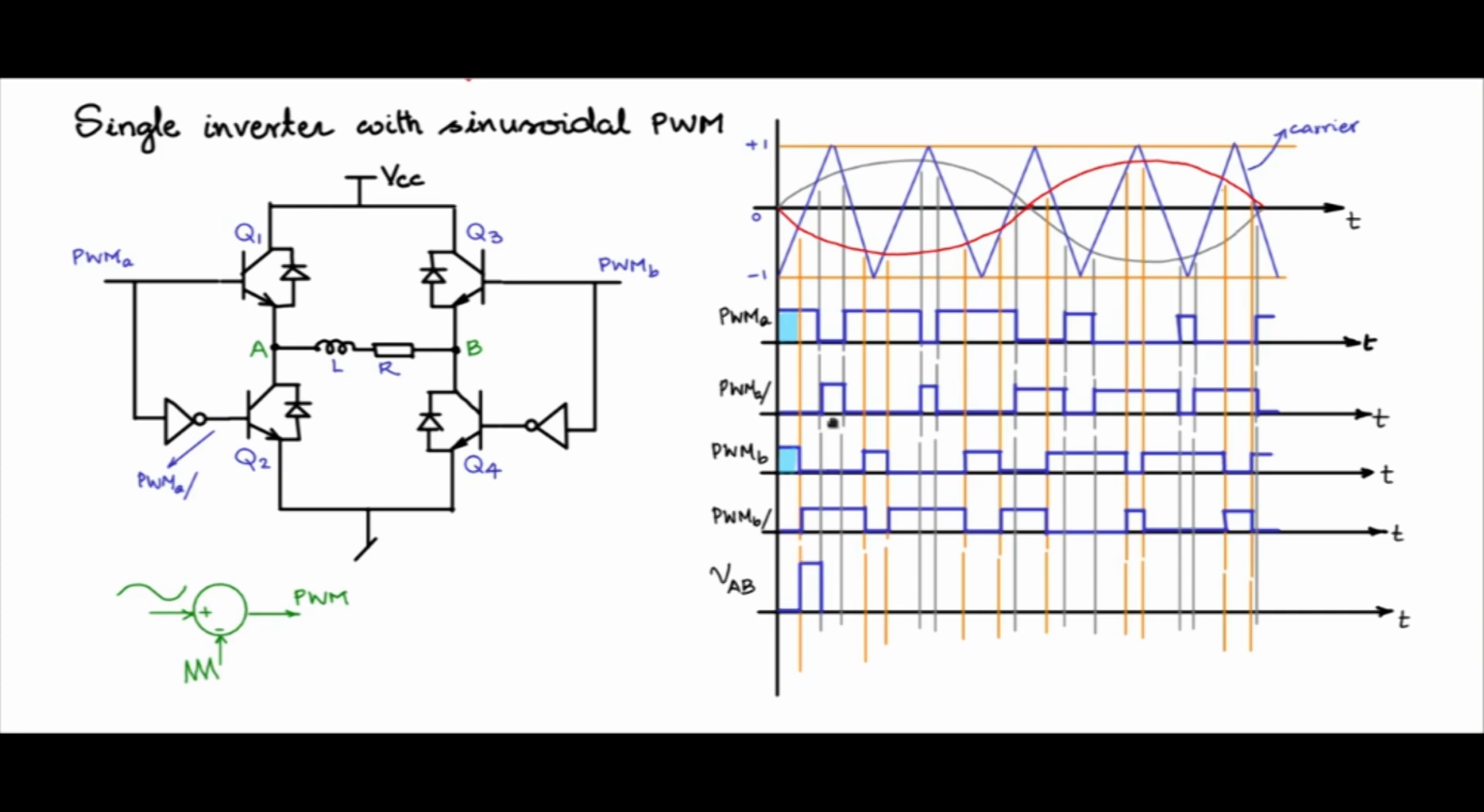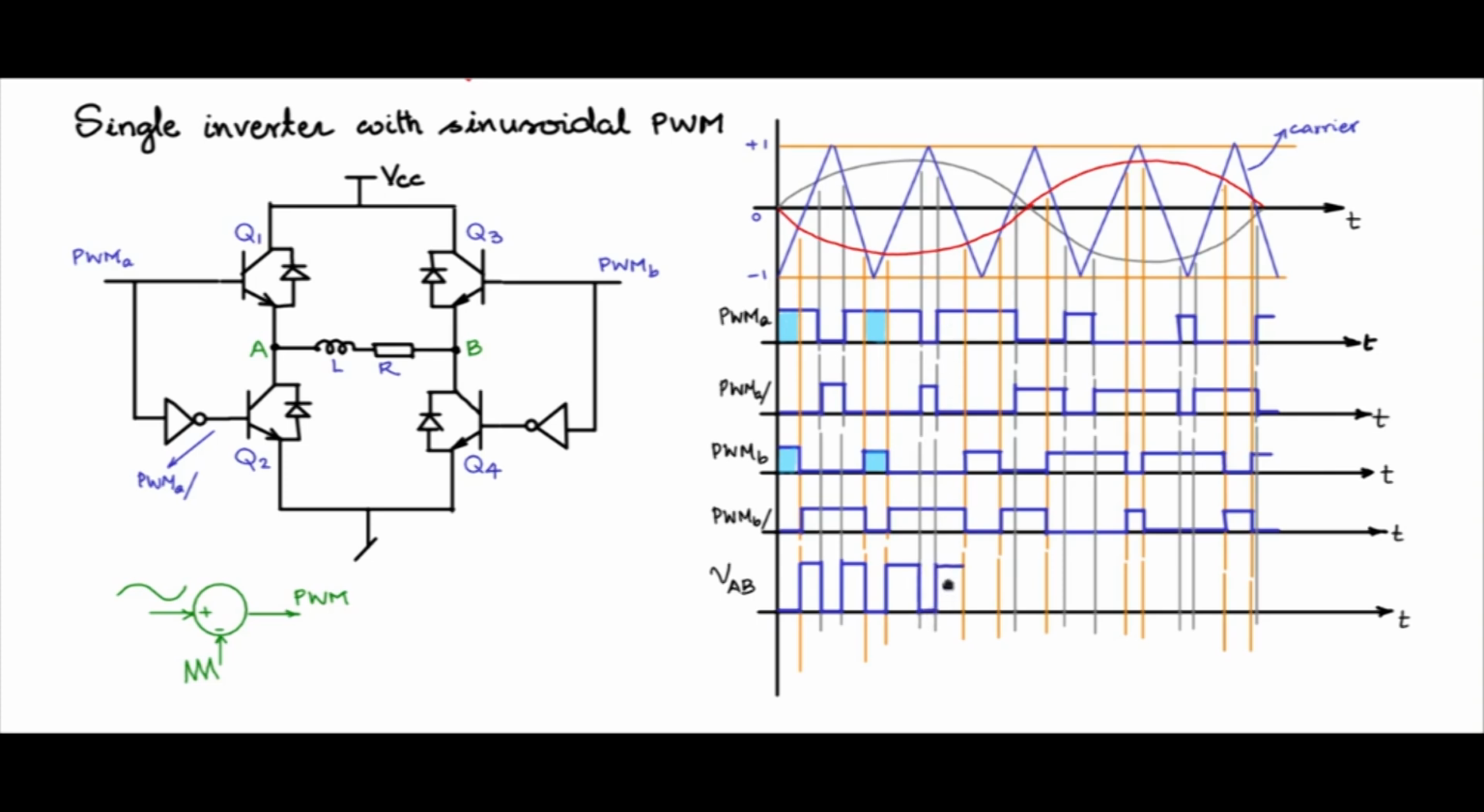Then PWM-B is 0, PWM-A is 0, VAB is also 0. PWM-A is having a positive pulse, PWM-B is 0, so therefore VAB will be having a positive. Now here you have PWM-A as a positive pulse, PWM-B is also having a positive pulse, so it will be 0 at the output VAB. And here PWM-A is having a positive pulse, PWM-B is 0, you have a positive VAB, and both are 0. PWM-A and B are 0 at that point, so here it will be 0.